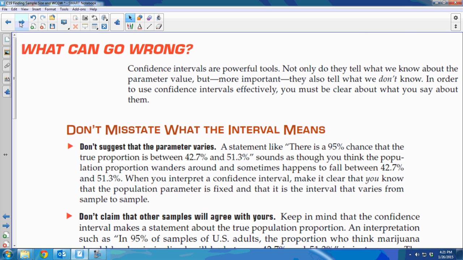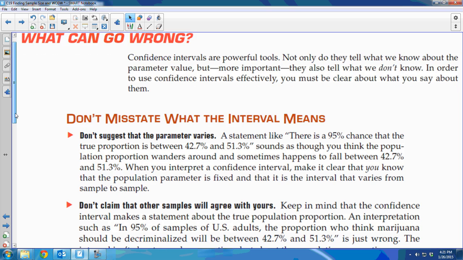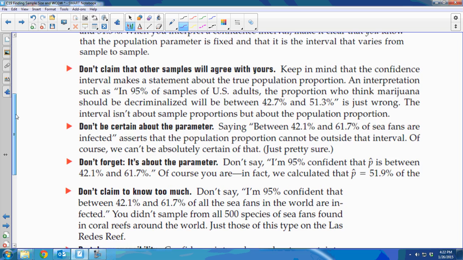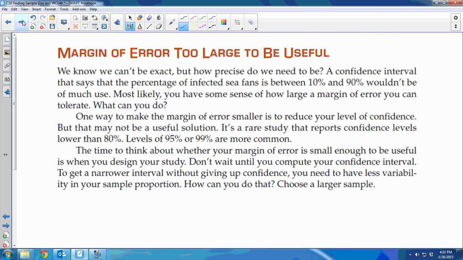There's also things that can go wrong, and I suggest you go back and read these in your book. A lot of them have problems with what the interval means. We've been through that a lot. Make sure you know what to say about the interval. Do not make up your own statement because you generally are going to go wrong. Make sure your margin of error isn't too large to be useful. If you have a huge margin of error, then you can't really tell anything, okay?